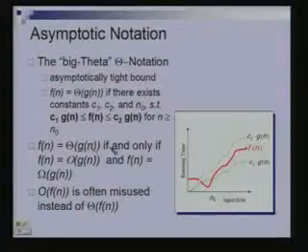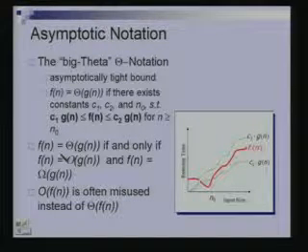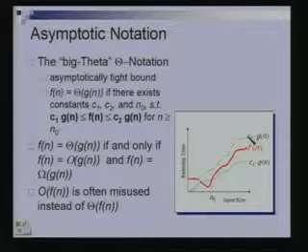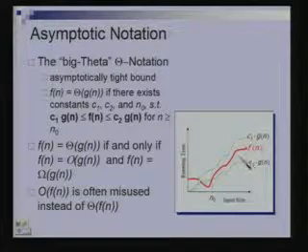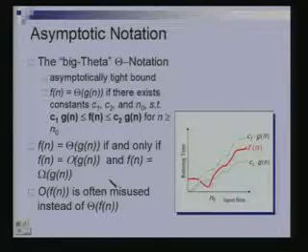Okay. Another way of thinking of it is f of n is theta of g of n if f of n is big O of g of n and it is also omega of g of n. This part tells you that f of n is big O of g of n, and this part tells you that f of n is omega of g of n. And so we have that f of n is theta of g of n.